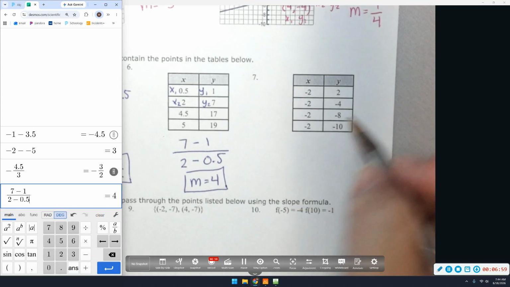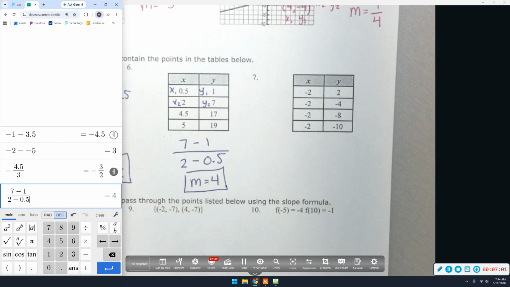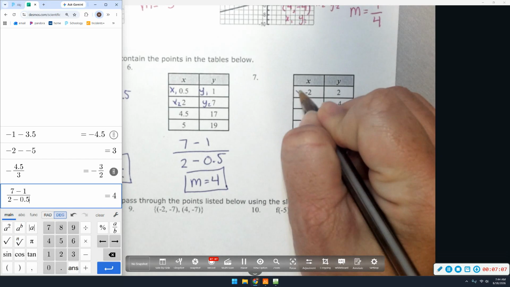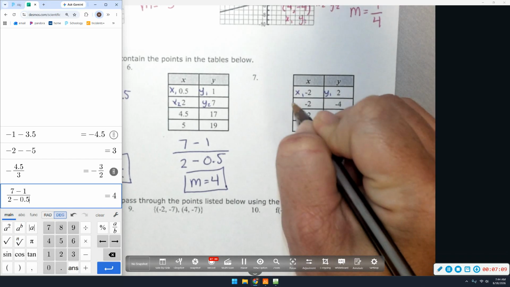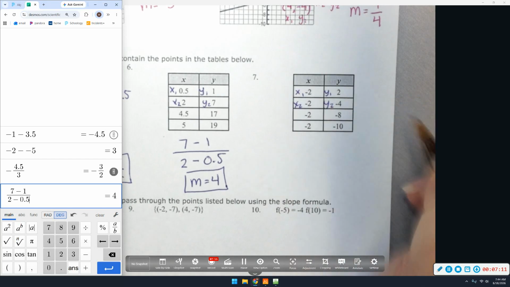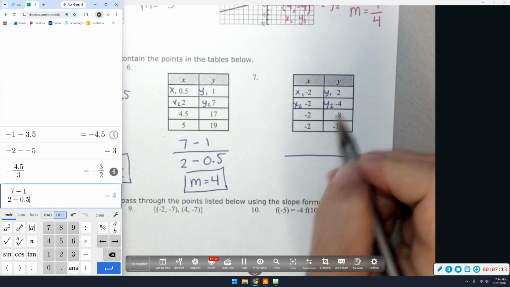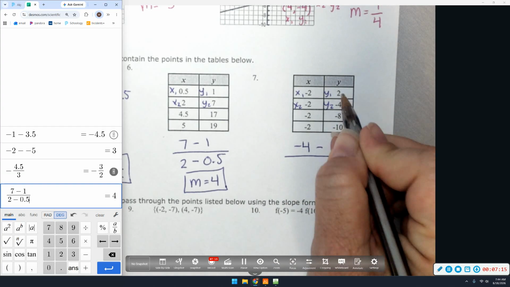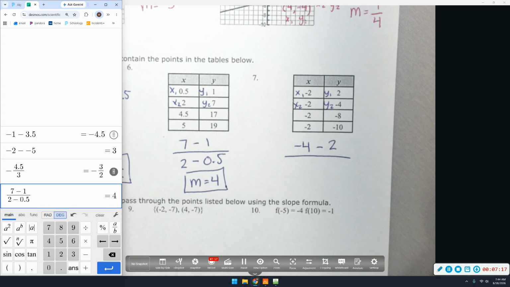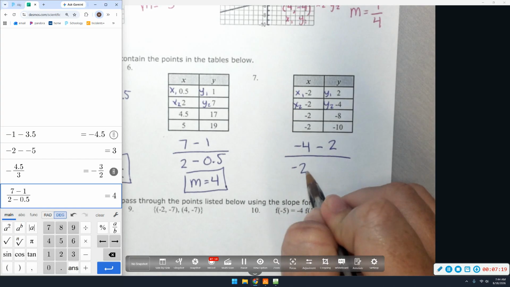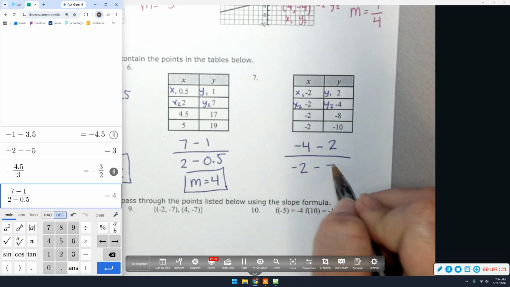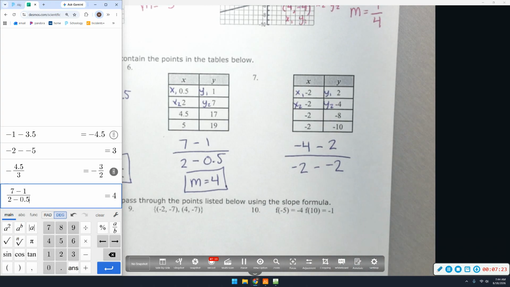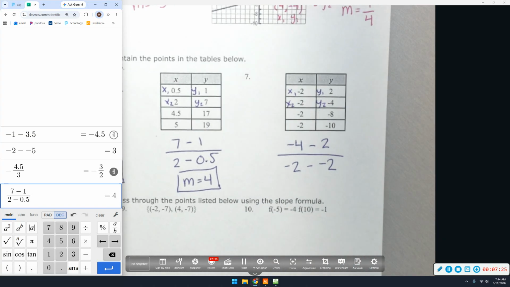If we follow the same thing like we did on number 6, it still works if you forget what that means. Okay, so I'm going to show you that it still works, and then we'll talk about it. So, again, x1, y1, x2, y2, and we plug it in, so -4 minus 2, y2 minus y1, over x2, which is -2, minus x1, which is -2 as well. Everybody okay with how I plug that in?